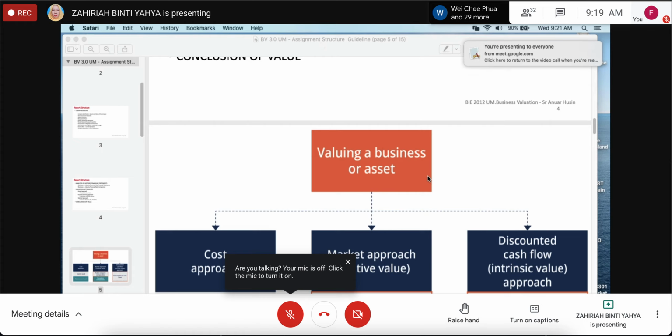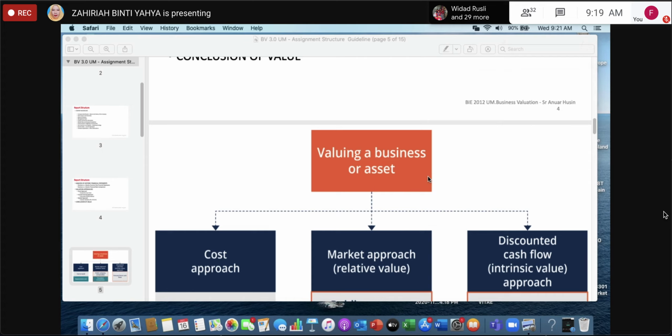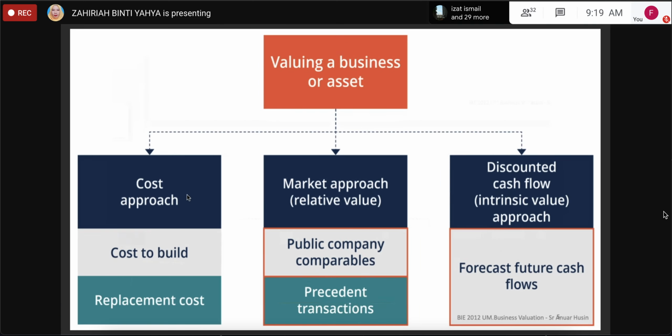Okay. So we want to value the whole business. This is a public listed company, means 100% of the shares. So let's see. We have three approaches of valuation. That is cost approach, or asset approach. Some people call it asset approach, some people call it cost approach. Another one is market approach, and finally the income approach. And for this exercise, Surveyor Anwar used the DCF.